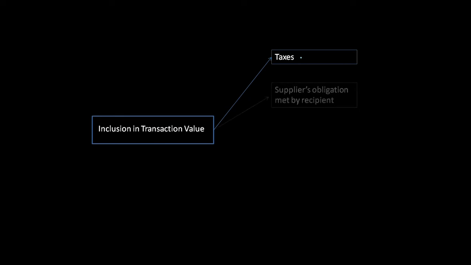Next we have the second point, supplier's obligation made by recipient. Sometimes the recipient ends up paying on behalf of the supplier. Where the supplier is supposed to pay, the recipient ends up paying. Whatever adjustment they make between themselves is not our lookout. But the fact remains that the recipient pays on behalf of the supplier. In such a case, that amount which the recipient has paid on behalf of the supplier has to be included in the transaction value to consider it as taxable value.